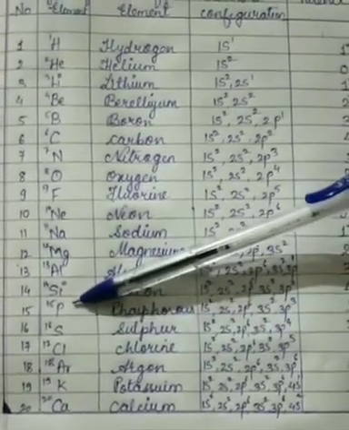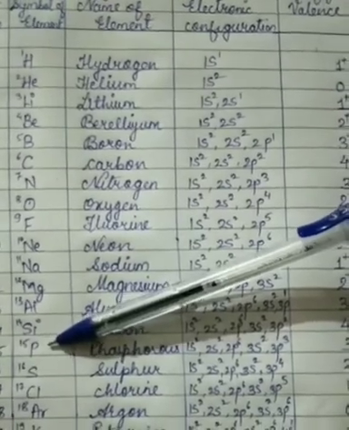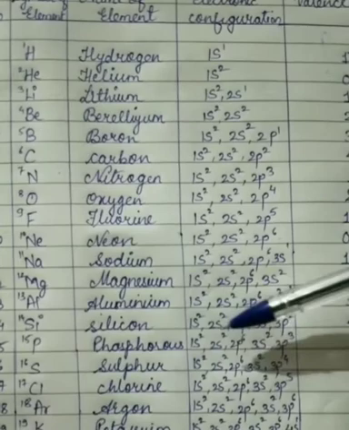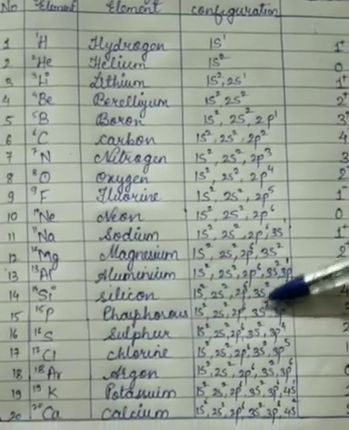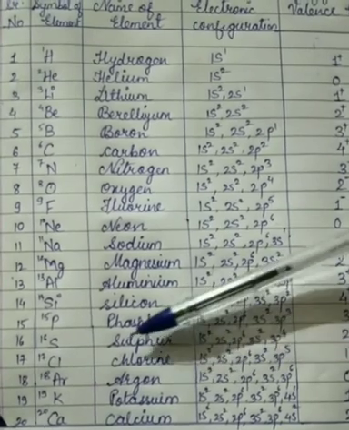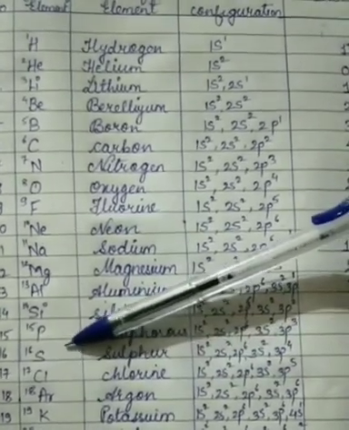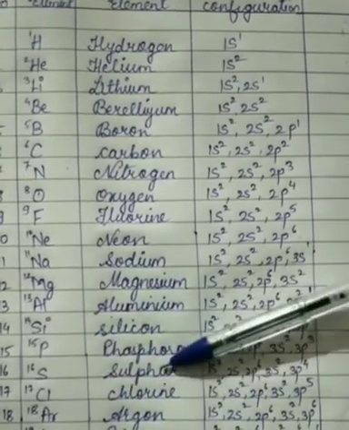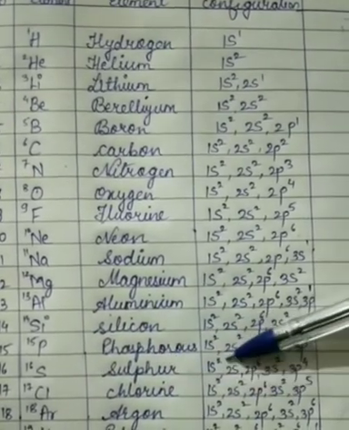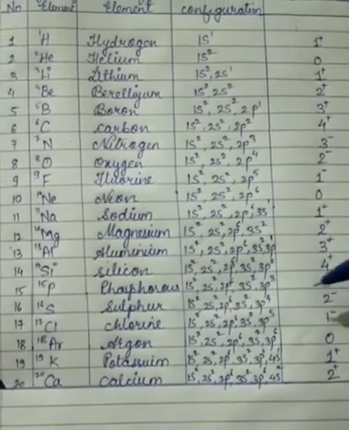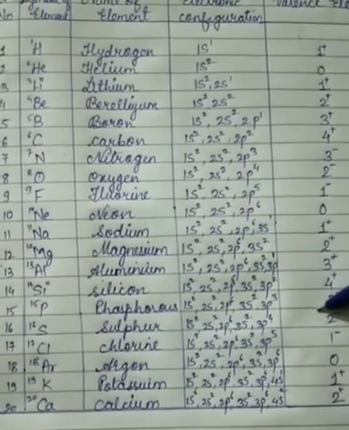Phosphorus has the symbol capital P, and the electronic configuration is 1s2 2s2 2p6 3s2 3p3, and valence electron is 3-. 16th one is sulfur, with atomic number 16, and the electronic configuration is 1s2 2s2 2p6 3s2 3p4, and valence electron is 2-.